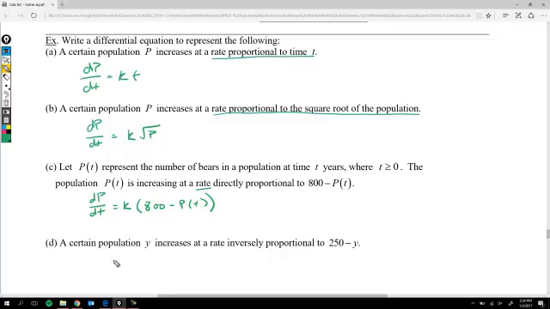All right, last one. A population y increases at a rate inversely proportional this time. So this time it's dy/dt. My population is y, changing with respect to time, is inversely proportional to 250 minus y. You could also write this as k divided by 250 minus y. Either way works. So this is just the inverse.